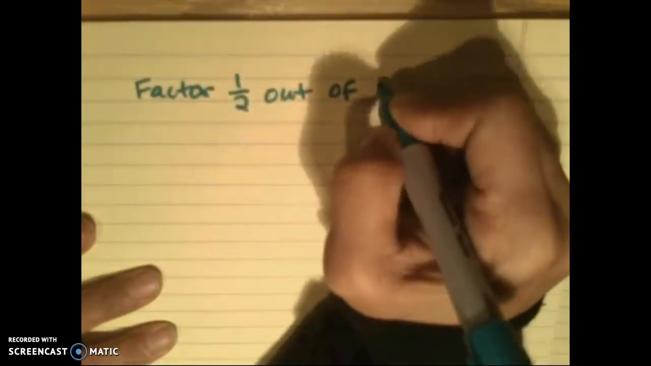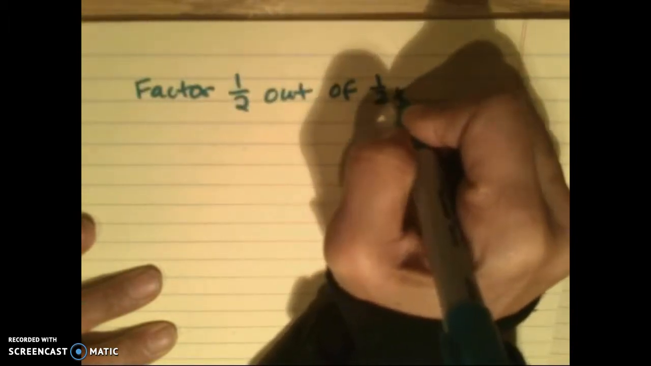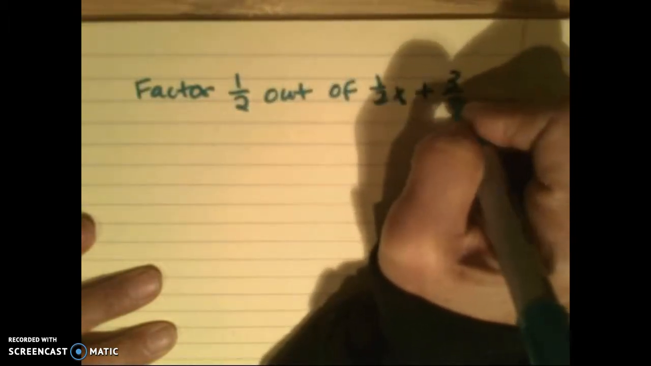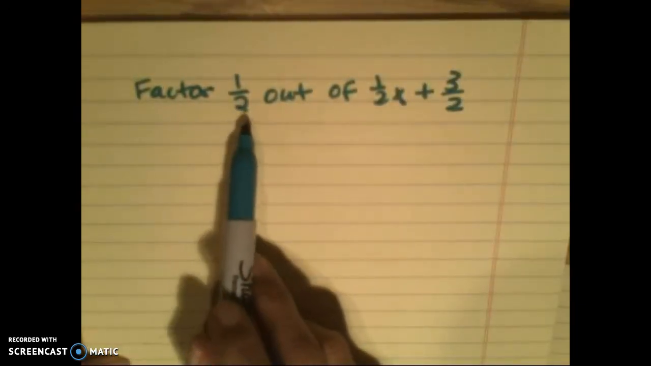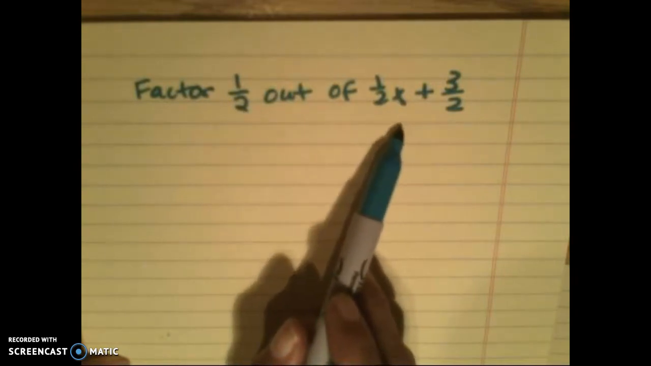The other problem that I wanted to talk to you about is when you approach fractions. Sometimes it'll give you the greatest common factor and tell you to factor it out. So, for example, factor half out of half x plus 3 over 2. It's telling you what to factor out. You don't have to find anything. It's telling you to factor the half out of this expression.